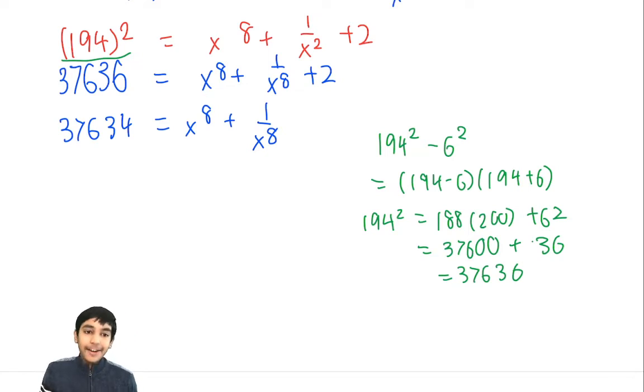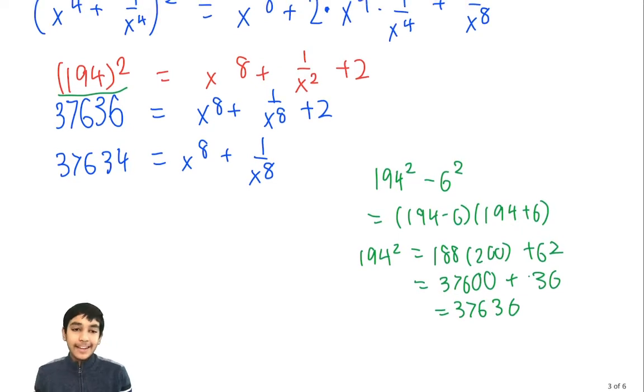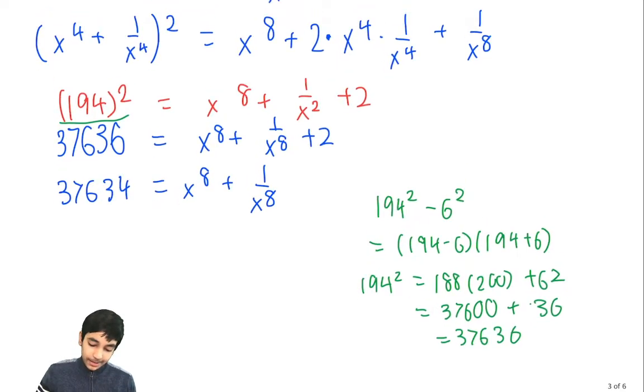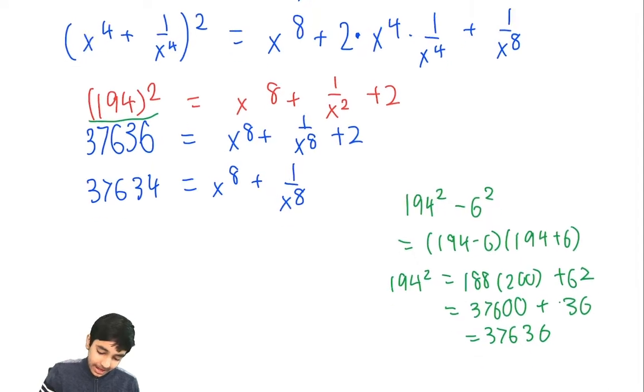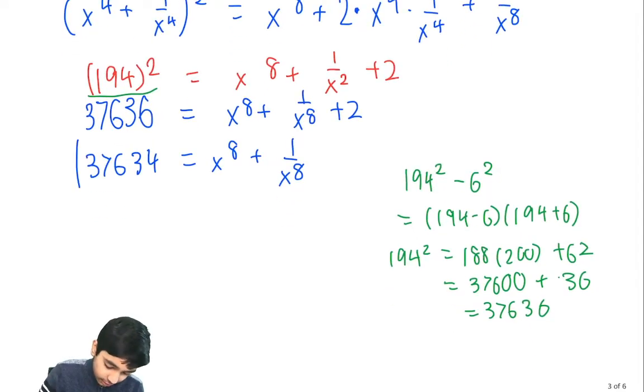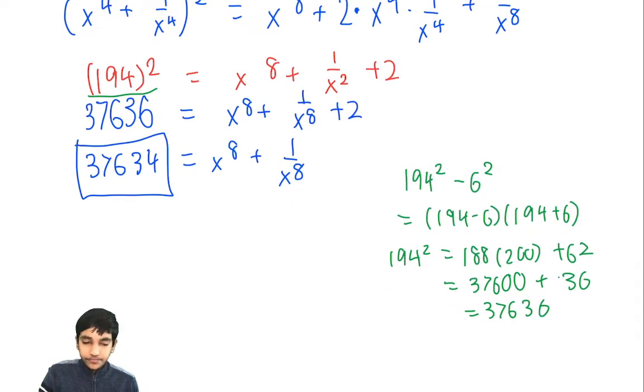Because this is like another clever factorization you can think of it as. Except now we're using a factorization to help us calculate 194 squared very quickly in our head. This is a cool mental math trick created by Arthur Benjamin. And then from here we can see that our answer is just 37634.